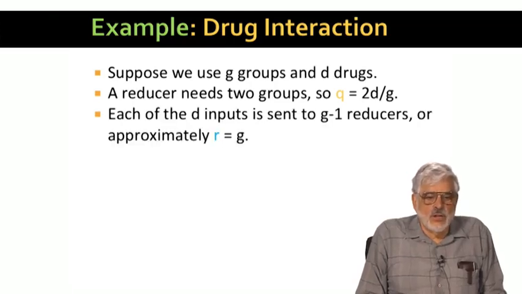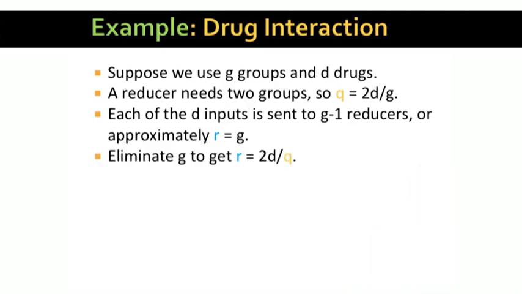We can figure out the replication rate directly since each drug is sent to G-1 reducers, one reducer for each pair consisting of its group and one of the other groups. We'll assume G is fairly large, so we'll drop the -1 and just say the replication rate is G. Now we have R and Q in terms of G. We can eliminate G and get R equals 2D over Q. This is interesting. It says that the replication rate and reducer size are inversely proportional to each other. That makes a lot of sense. It says the more work we can throw on one reducer, and therefore the less parallelism we get, the smaller will be the communication cost.